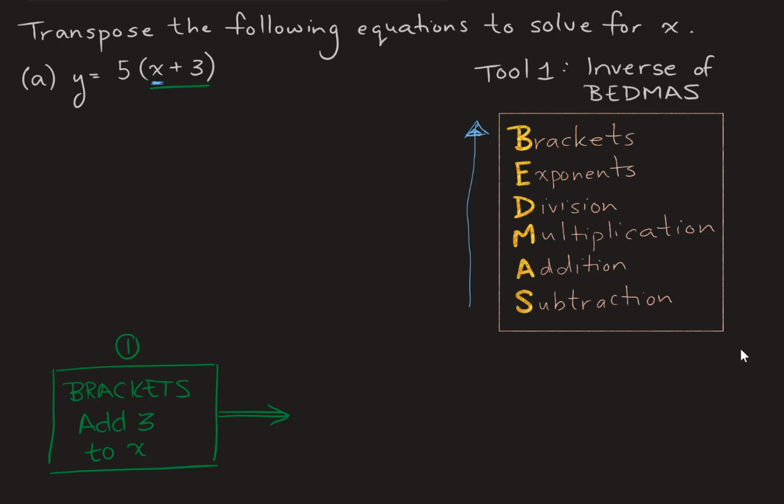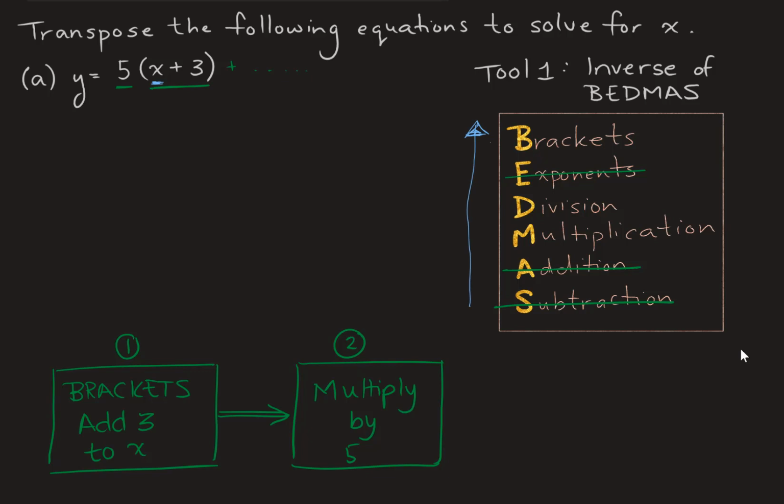And then we have no exponents, so we can ignore exponents. We would have been doing division and multiplication. So we have multiplication by 5 right here. And then we have no additional addition or subtraction. There's nothing over here, so we can ignore those as well. Okay, so this is a pretty basic problem, all in all, compared to some of the ones we're going to get to. Now, the idea here is that we're going to reverse this process to move things over to the opposite side of the equation.